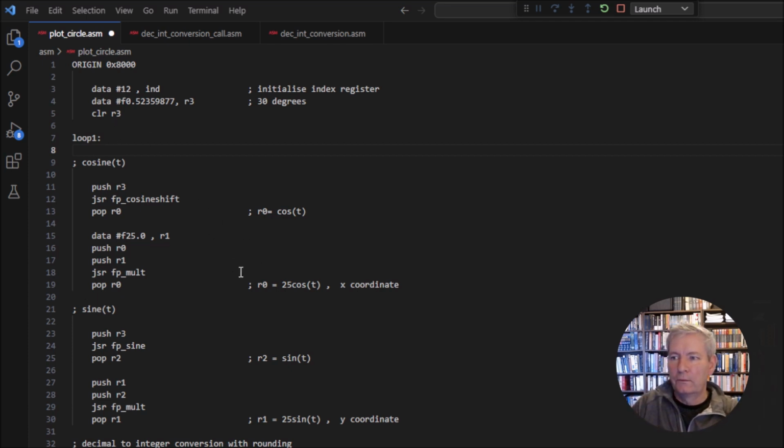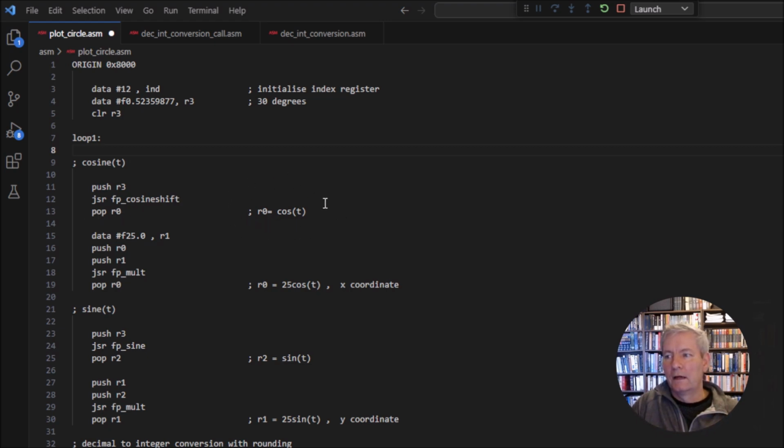So the first thing we want to do is work out the cosine of the input t. Okay, so this little section here works out the cosine, and we've seen this before. All we do is we put the value in here, in this case into register R3. We jump to the subroutine cosine shift, so it will generate the cosine using the sine function which shifts the value, and we pop the result into R0.